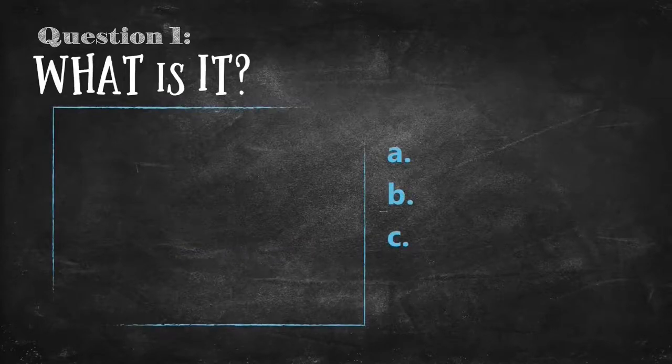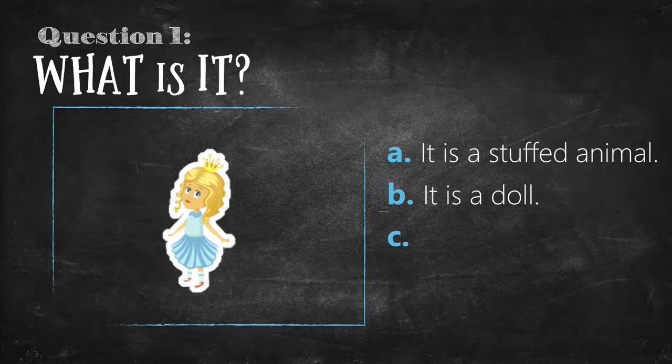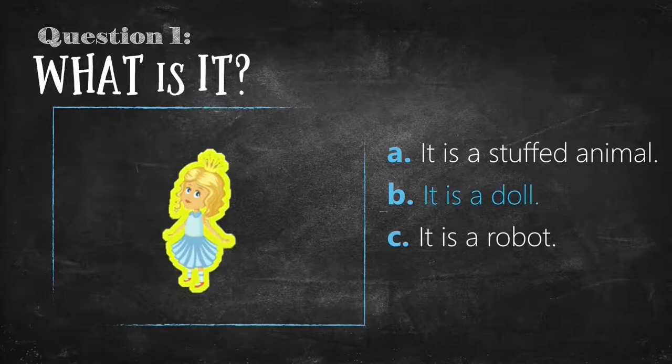Question 1. What is it? It is A. Stuffed animal. B. Doll. Or C. Robot. The answer is B. Doll. It is a doll.